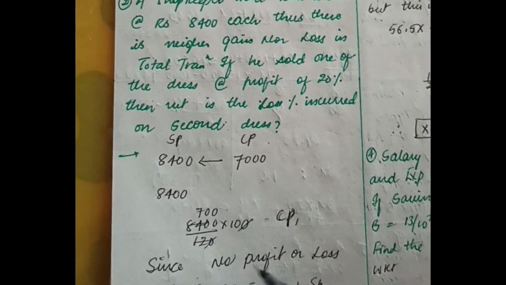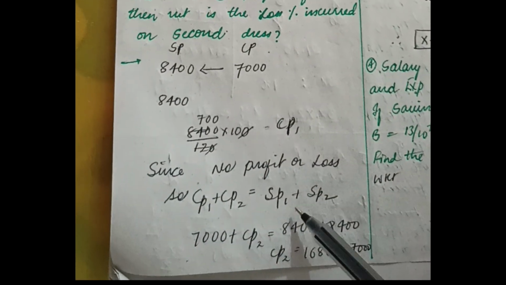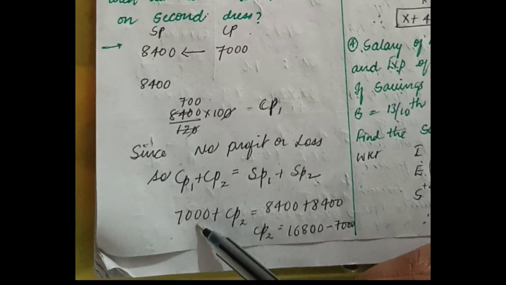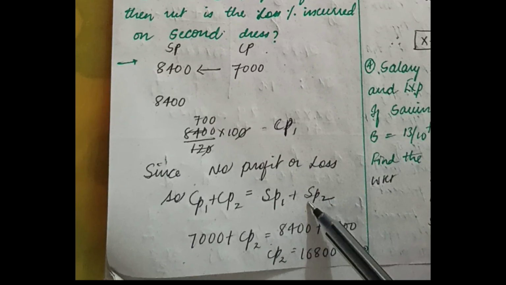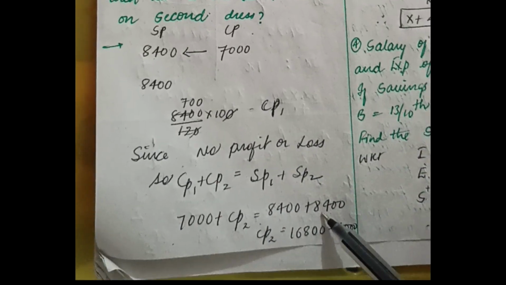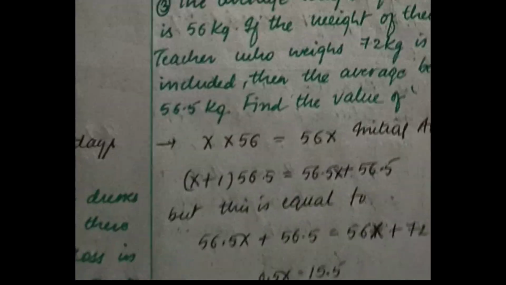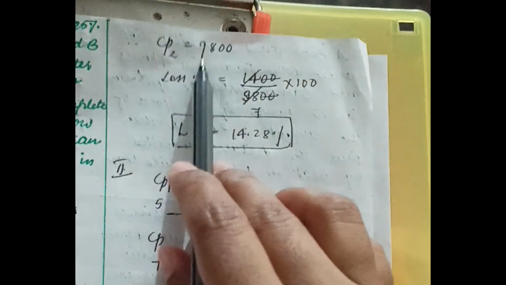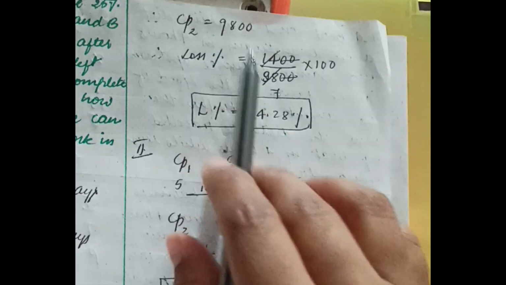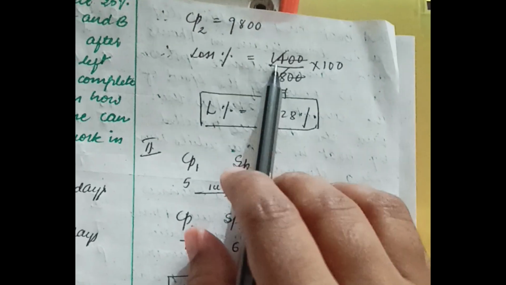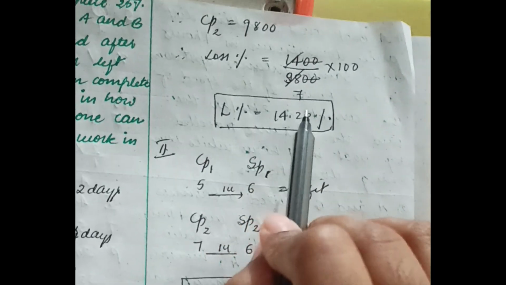Since there is no profit or loss in the transaction, CP1 plus CP2 is equal to SP1 plus SP2. That is 7,000 plus CP2 will be equal to the selling prices of both the dresses, that is 8,400 plus 8,400. We get CP2 is equal to 16,800 minus 7,000. Then CP2 will be equal to 9,800. Therefore, the loss percentage is, out of this CP2 of 9,800, the loss is 1,400, into 100. We will get the loss percentage as 14.28%.